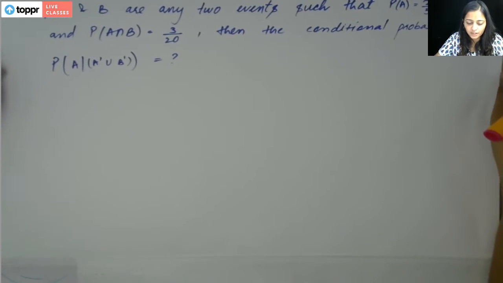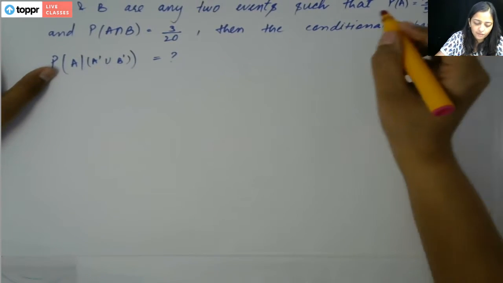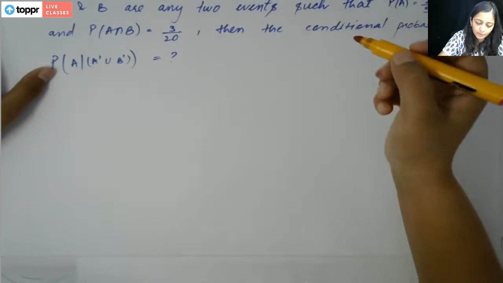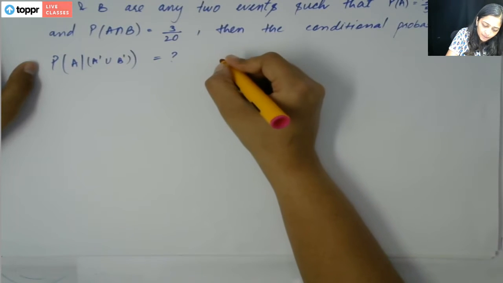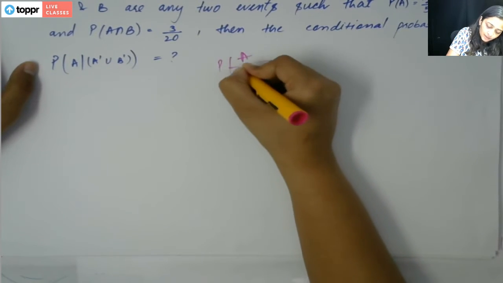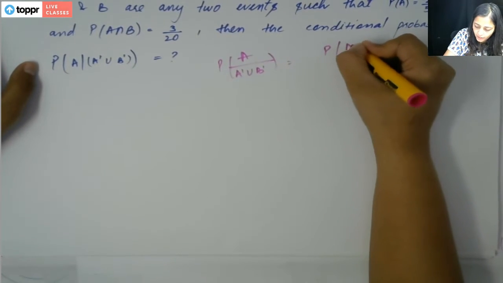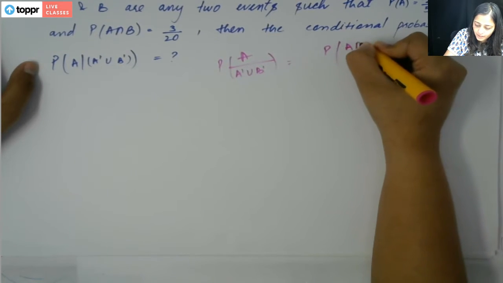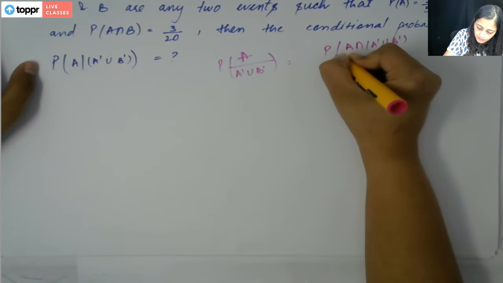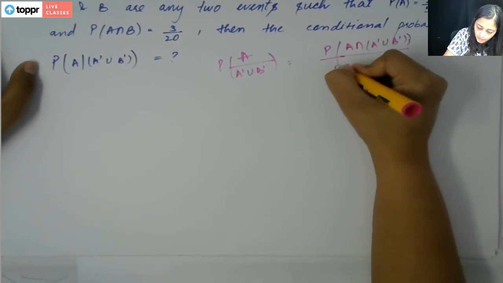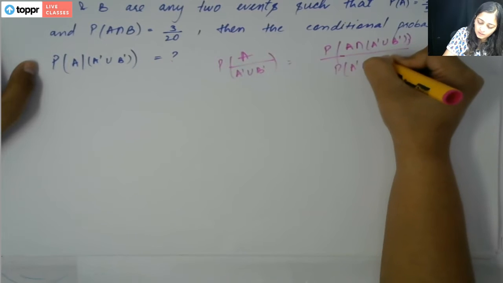Now the next question is, if A and B are any two events such that probability of A is 2 by 5 and A intersection B is 3 by 20, then find the conditional probability of A given A complement union B complement. Now it will be equal to probability of A intersection A complement union B complement, divided by probability of A complement union B complement. Right.